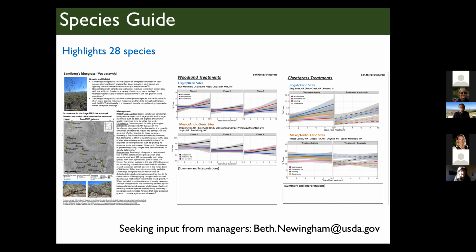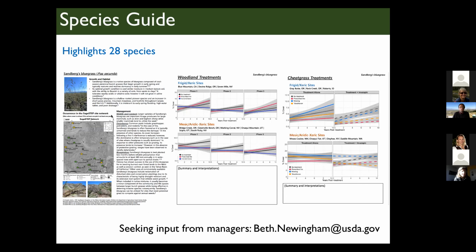And the last thing I would like to end on is just putting in a plug for a species guide that we are developing. This is geared towards managers and it's going to highlight 28 species. And this is just a mock layout. And again, we're in process with this.